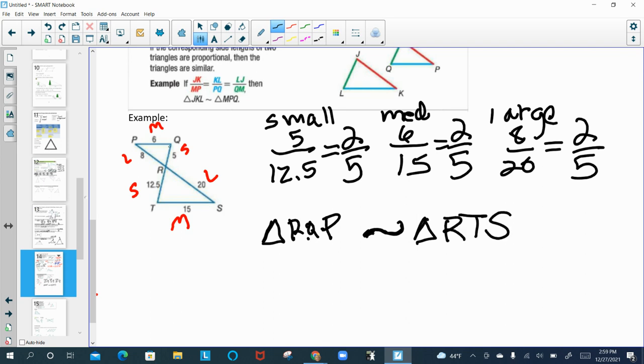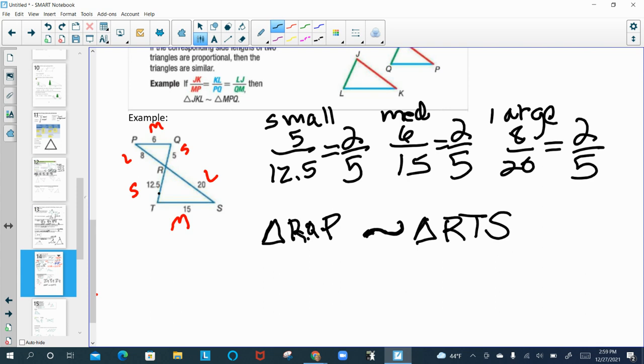So I take the small side and the medium side, the small side and the medium side. And that's the order that I put them in. R to Q, R to T, that's small. Q to P, T to S, that's medium. And then the large side is here, R to P and R to S.